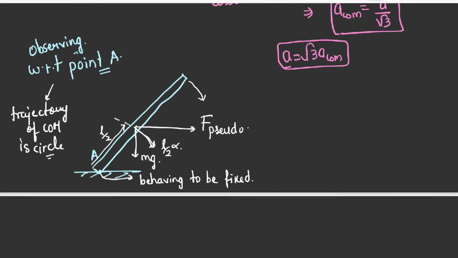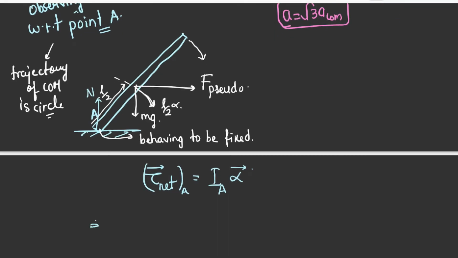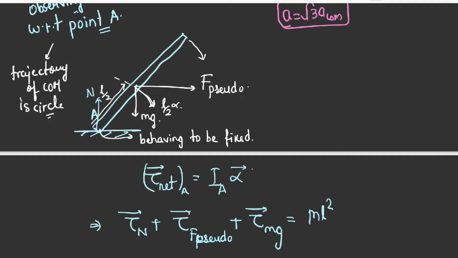Once you got this point, I think now it's very easy. The rod rotates only because it has a torque. So I can say the net torque about point A will be I about A into alpha of the body. Who is giving torque about A? There is a normal as well. So torque of normal plus torque of F pseudo plus torque of mg equals I_A alpha. I_A is for a rod about its endpoint, so it is ml square by 3 times alpha.